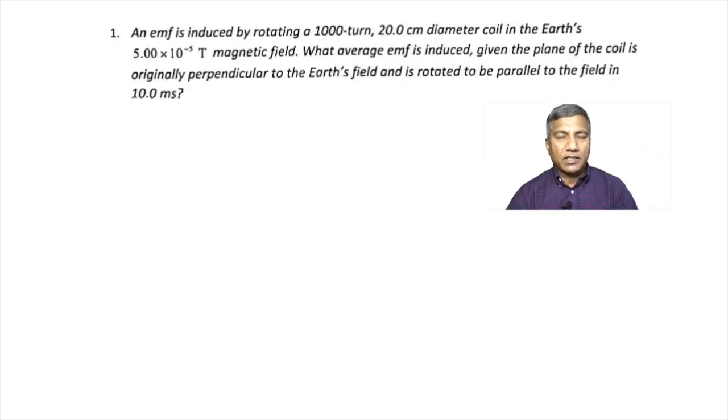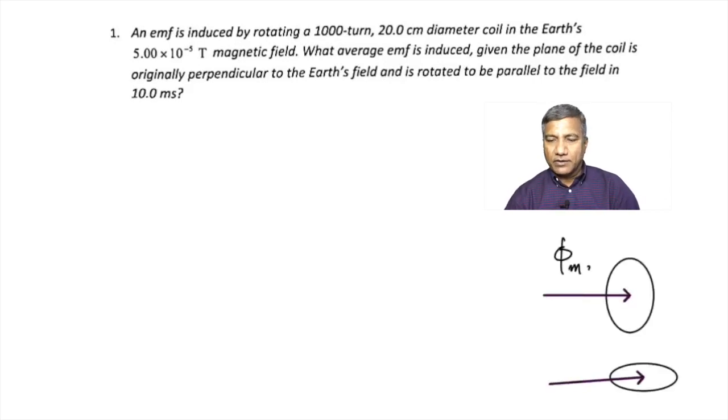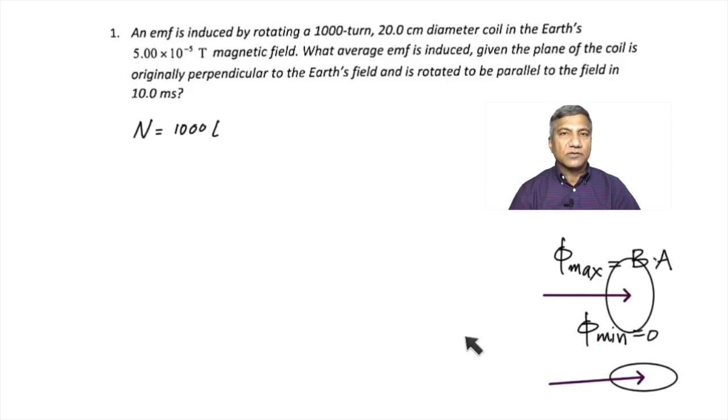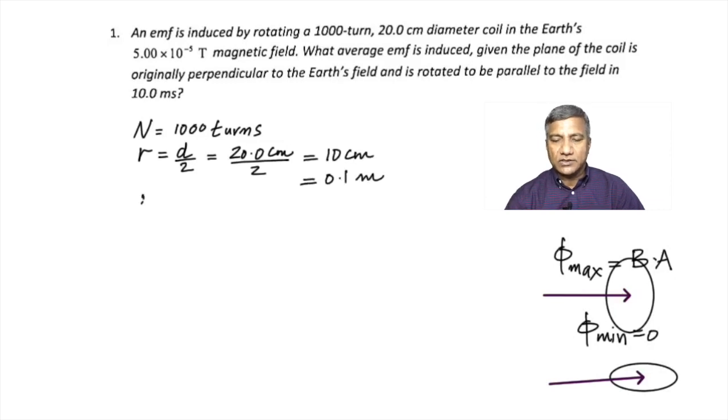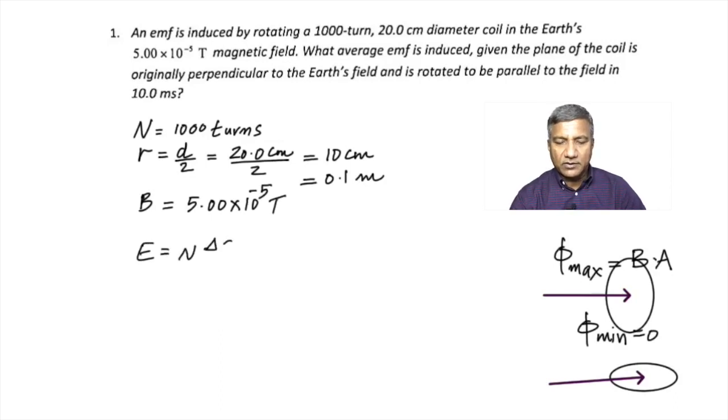So we know that the maximum field is given by the form. You can see the diagrams there. So in this situation, that's maximum magnetic field passing through it, and here there is nothing, zero. And the radius is, of course, half of the diameter in centimeters and then changed to meter. It's 0.1 meter. The strength of the magnetic field is 5 times 10 to the negative 5 Tesla.